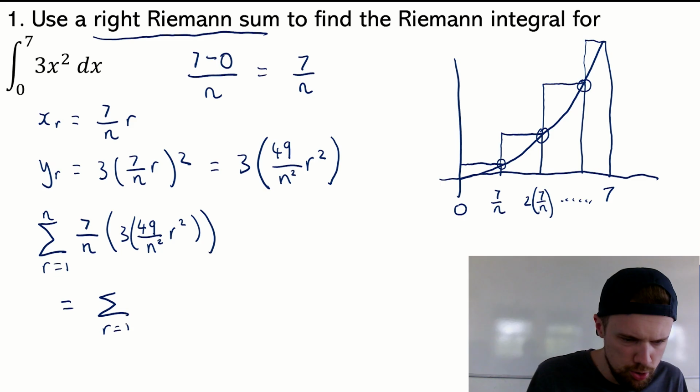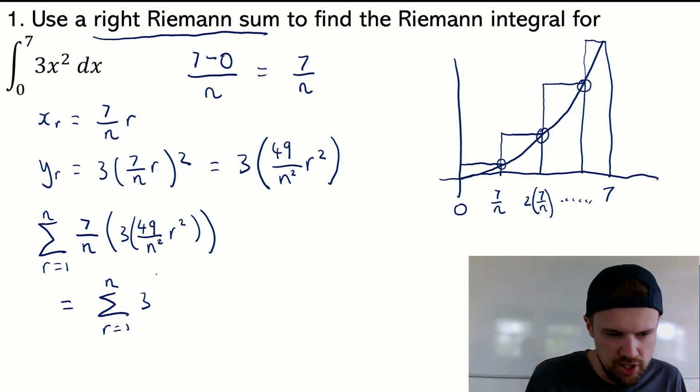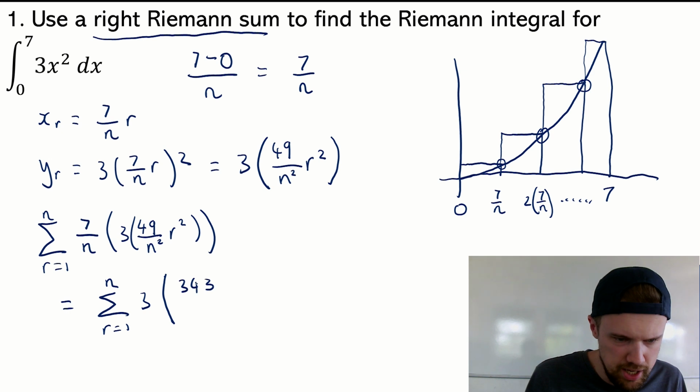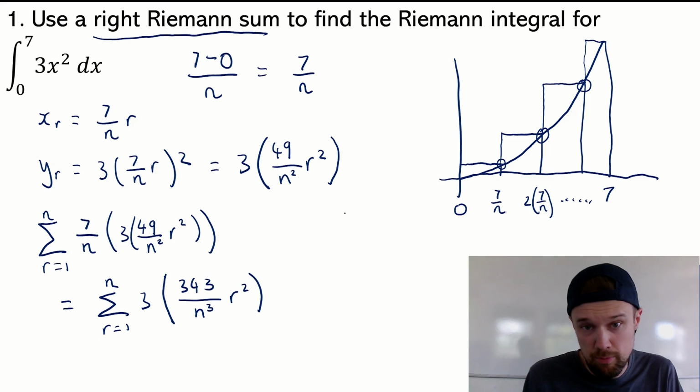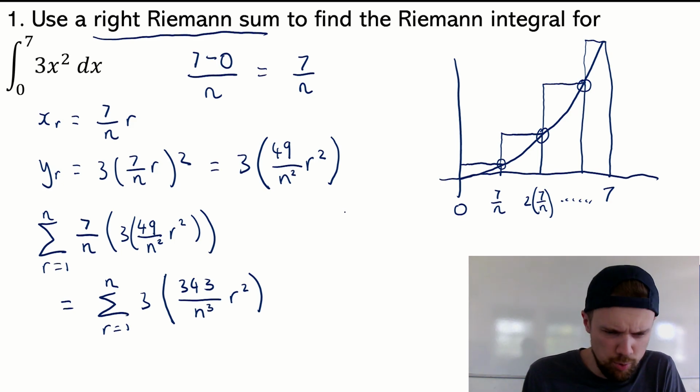Again, I'm going to leave that factor of 3 all the way out the front, just because that's going to make my life a lot easier, because I know there's no point multiplying out, it's just going to cancel out later. We've got the 7 times by the 49, which should get 343, and then we've got an n cubed on the bottom, and then we have r squared. Nice!